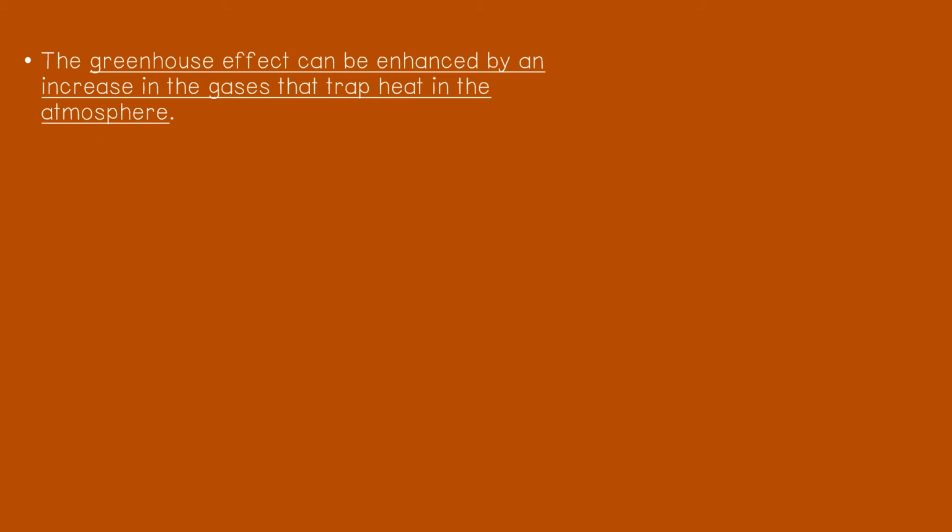So the greenhouse effect can be enhanced by an increase in the gases that trap the heat in the atmosphere. Since the industrialization period, we've been putting more gases into the atmosphere than normal. Back in the day when they didn't have automobiles, when they didn't have big factories, when they weren't polluting the air so much, there weren't a lot of greenhouse gases in the atmosphere. But that can be enhanced in a couple of different ways.